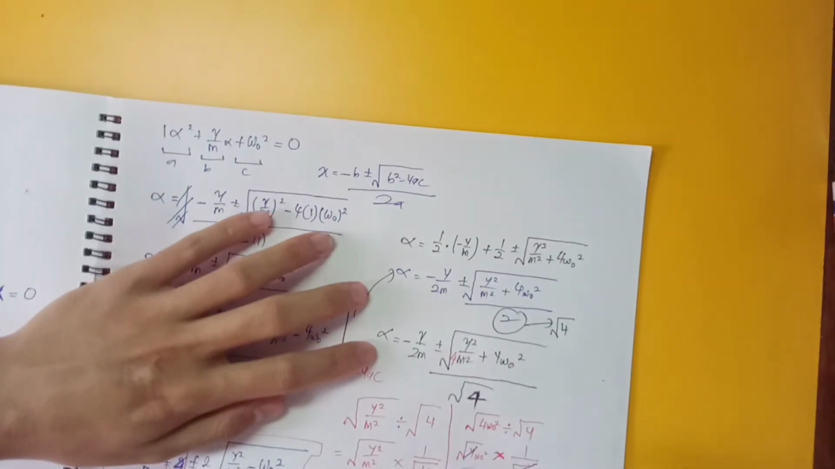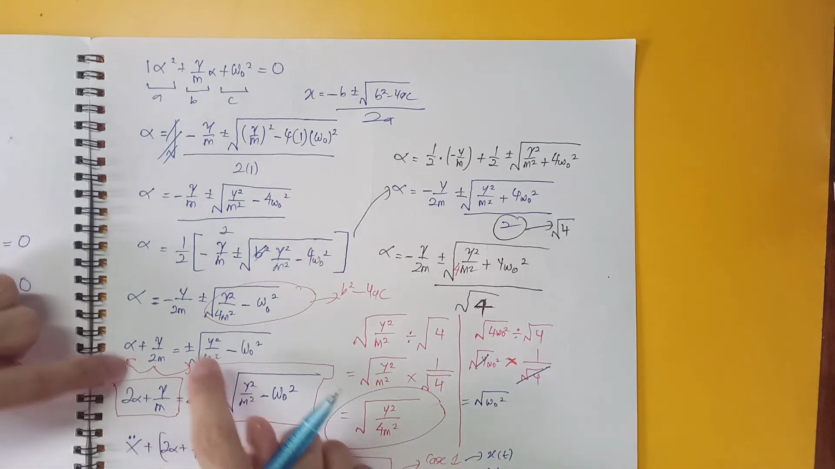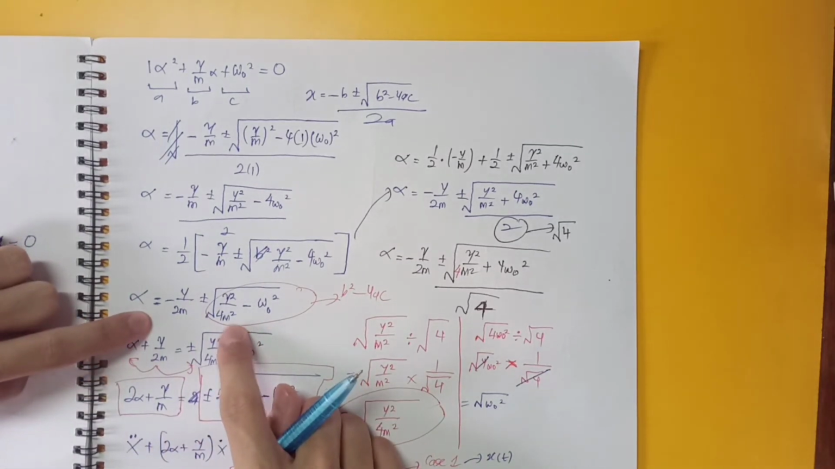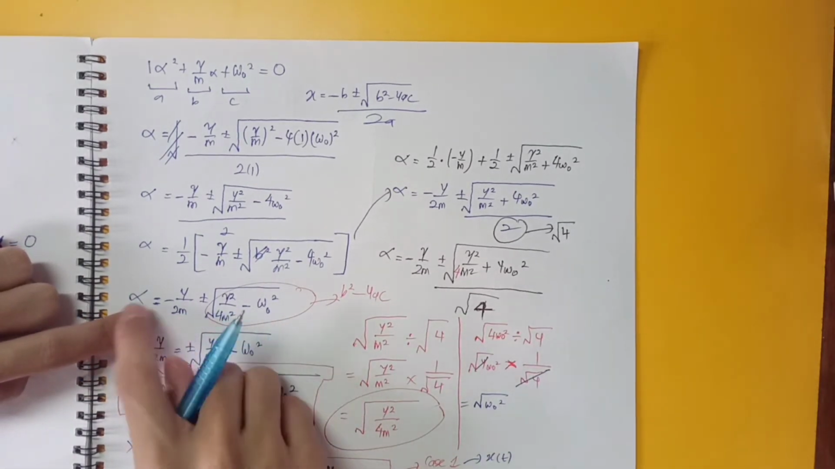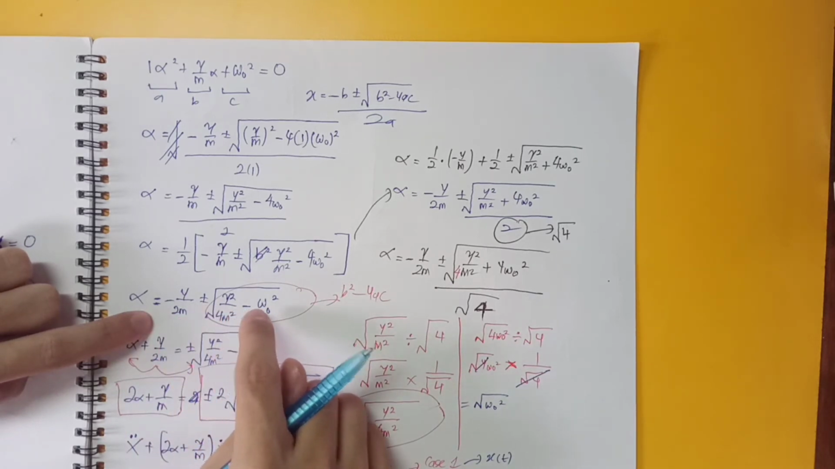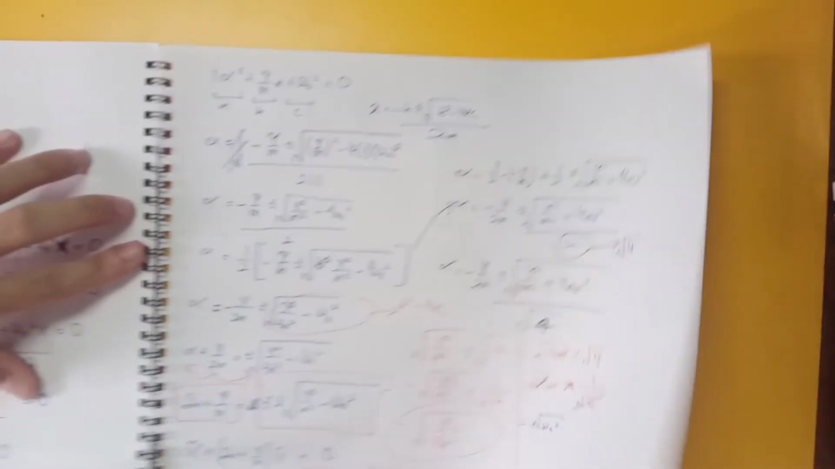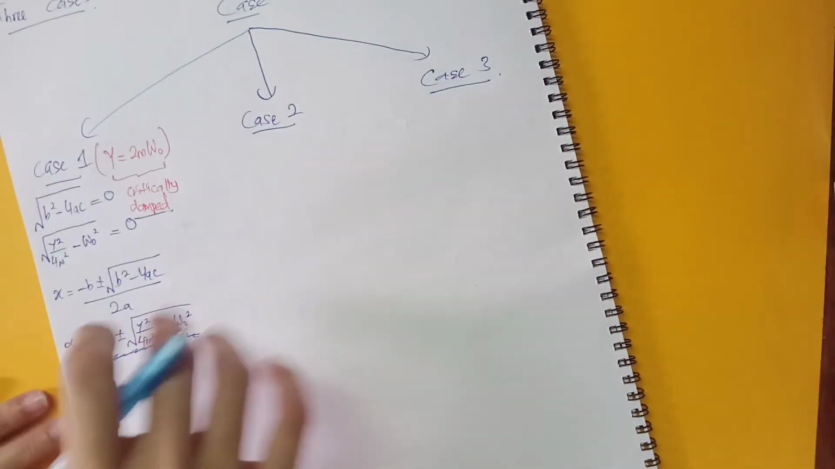Let's look back here. This is equal to negative b plus minus square root of b square minus 4ac over 2a. This is already divided by 2. So this is why I get this form right here.